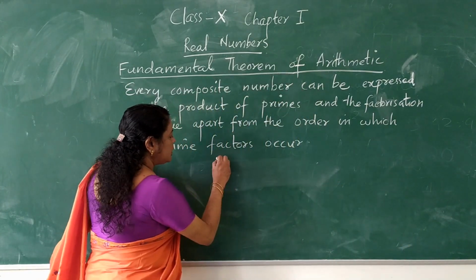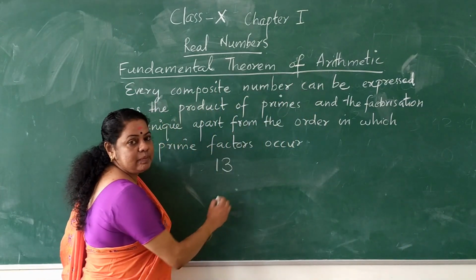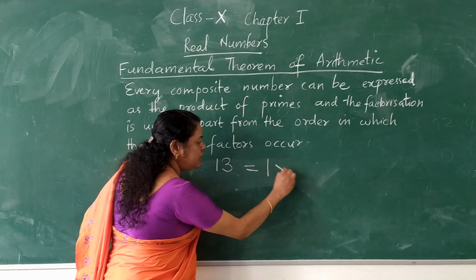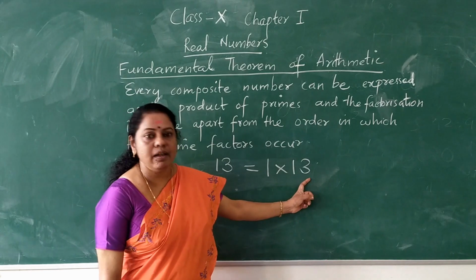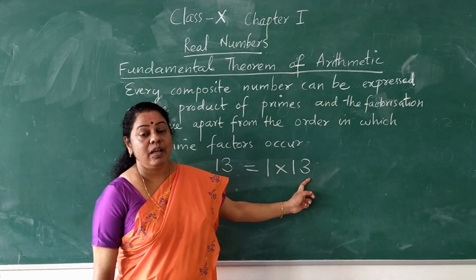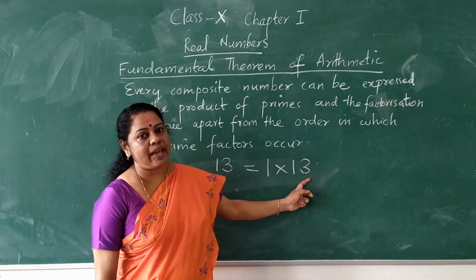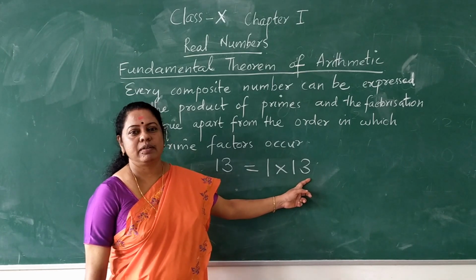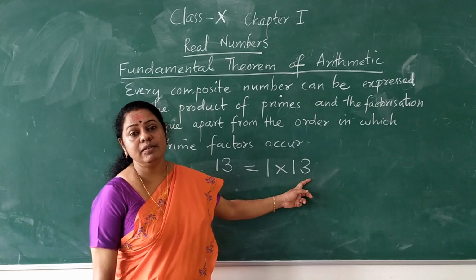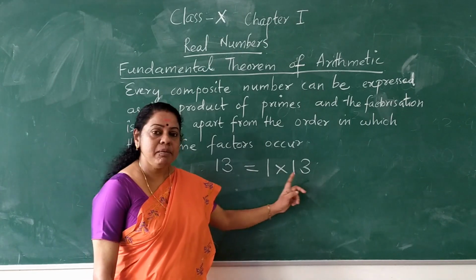So, consider the number 13. We can write 13 as 1 into 13. So 1 and 13 are factors of 13. It has only 2 factors. Okay? And such a number is called a prime number: a number having exactly 2 factors. So it is a prime number.